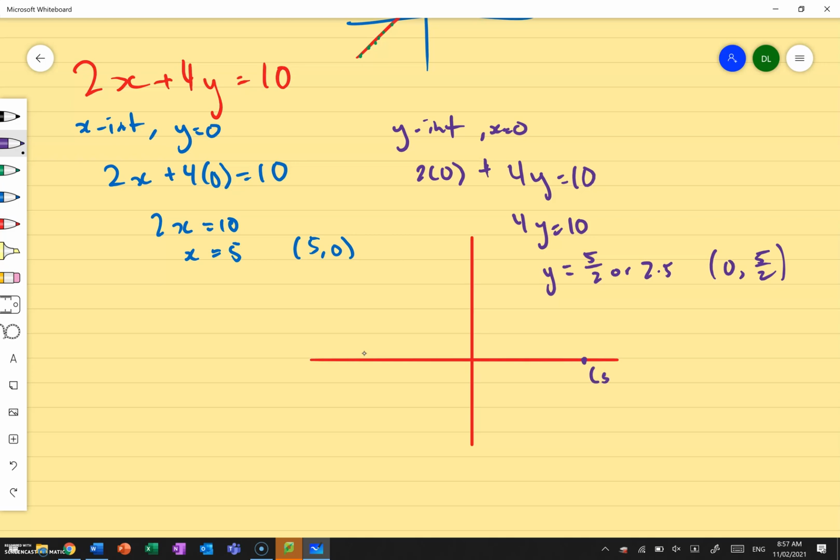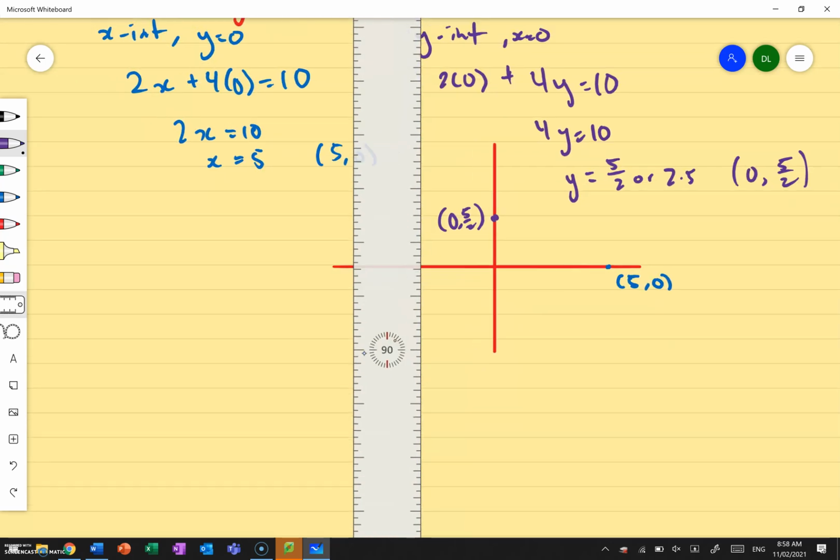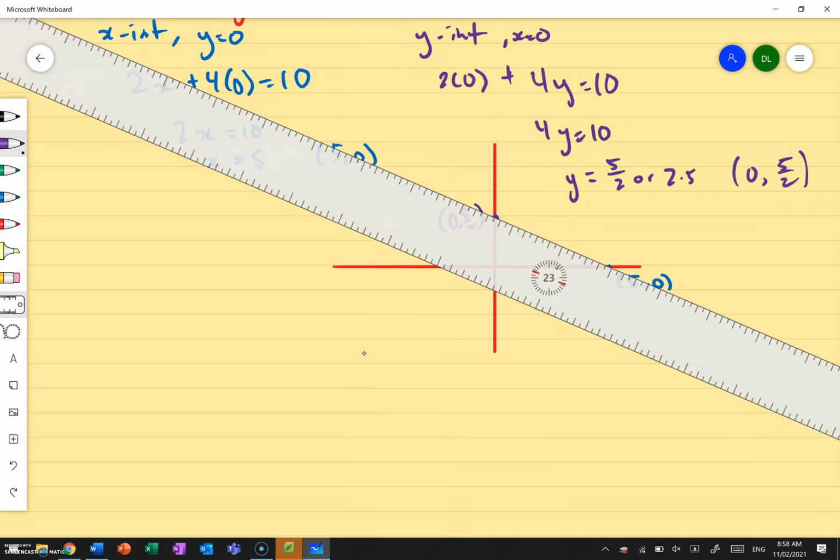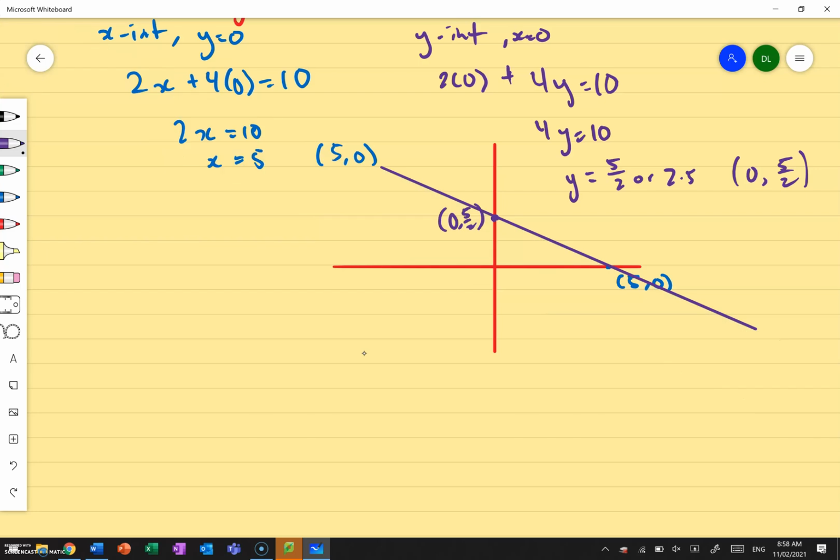Let's use blue for that one actually, just to minimize confusion. (5, 0) right there. And then I've got my other coordinate, which is (0, 5 over 2), so let's say that's right there. All you have to do is grab your ruler and connect the dots. That's it. Any questions? Pretty straightforward?